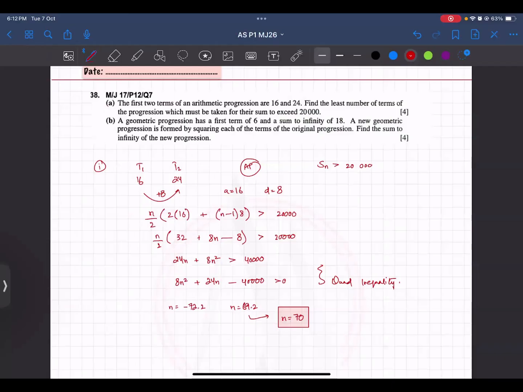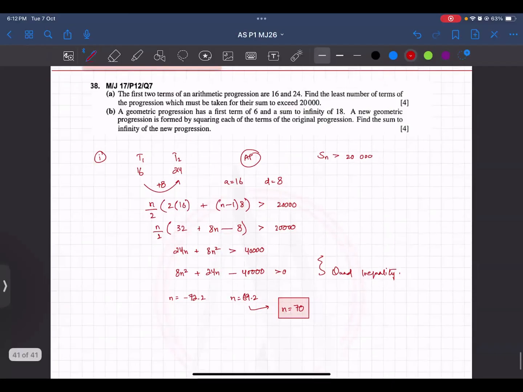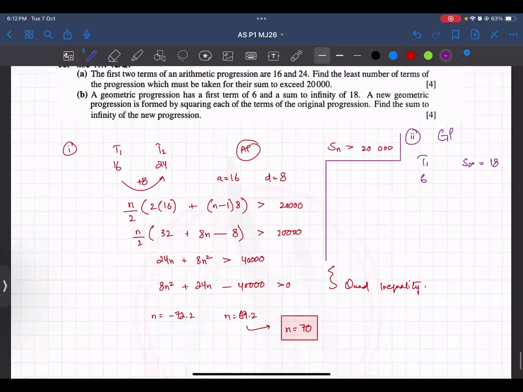Then, a geometric progression, the second part. The first term is 6, and the sum to infinity is 18. A new geometric progression is formed by squaring each of the terms of the original progression. Find the sum to infinity of the new progression.